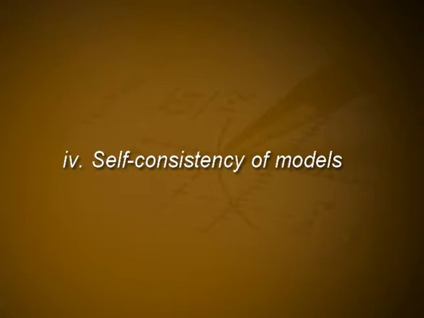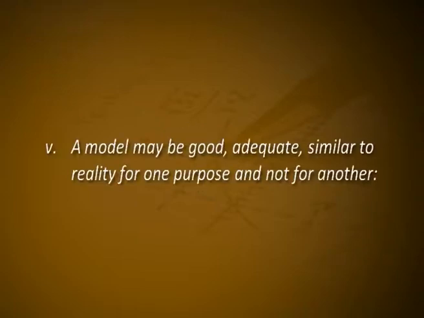Fourth one, self-consistency of models. A mathematical model involves equations and these must be consistent. For example, a model cannot have both x plus y greater than a and x plus y less than a. Fifth, a model may be good, adequate, similar to reality for one purpose and not for another. Thus, we may need different models for explaining different aspects of the same situation or even for different ranges of the variables. Sixth, modeling forces us to think clearly.